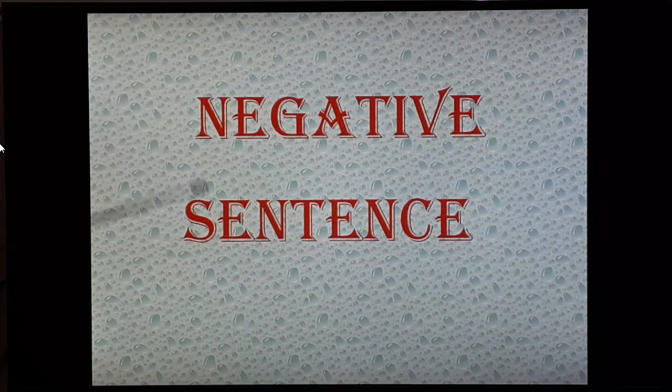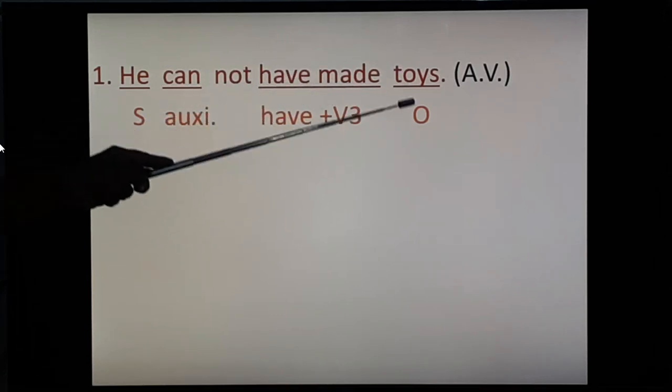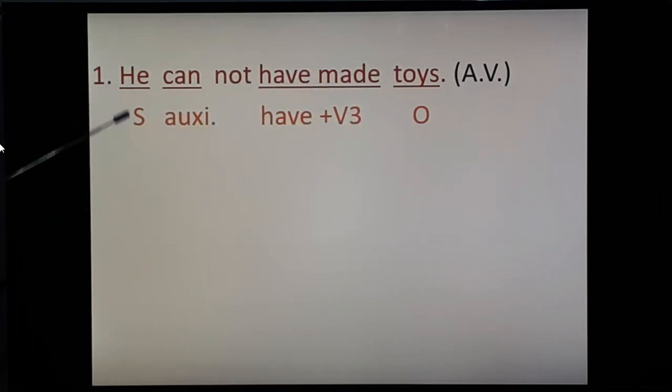Let's see negative sentence. He cannot have made toys. This is active voice. He, subject, can, auxiliary verb. Not is given because we are framing a negative sentence. Have you have to write. Then the V3 form you have to write here. Then toys, that is an object.